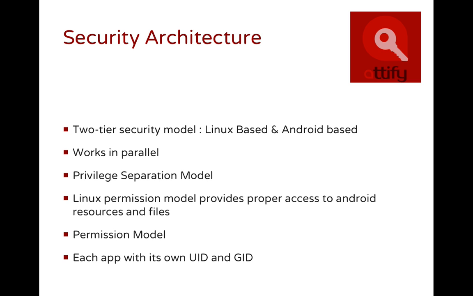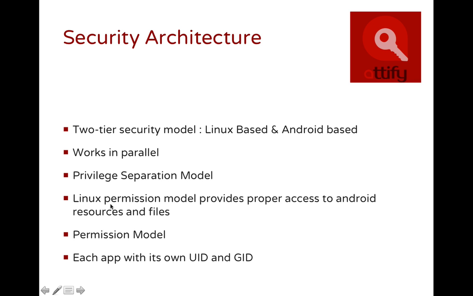So Android actually relies on a two-tier security model which takes advantage of both the Linux-based as well as the Android-based security implementations. So both the Linux security implementation and the Android security implementation work together at the same time and help provide an overall security architecture for the Android device. Also, due to the Linux security model, we have a privilege separation model which we'll see in just a few minutes.